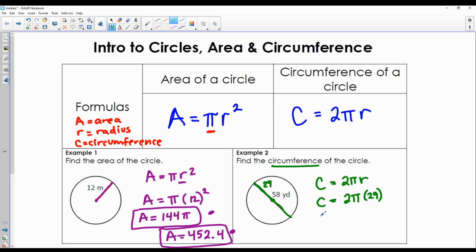And then the crazy thing is, when we go through to multiply it, I'm going to multiply 2 times 29. Well, I just divided 58 by 2 to get 29, so that means I've got 58 pi right there. And that's an answer. Or again, if you plug it into your calculator, 58 times pi is 182.2. Either one of those answers.